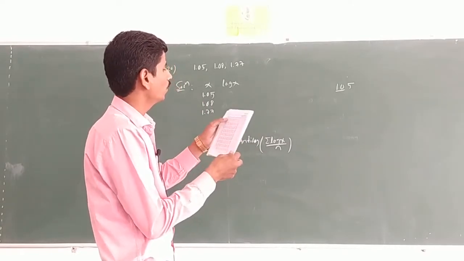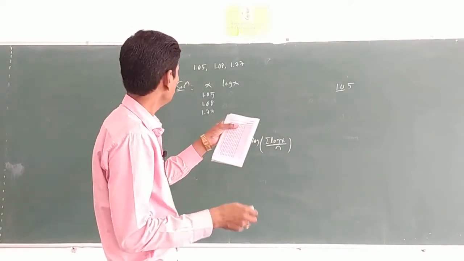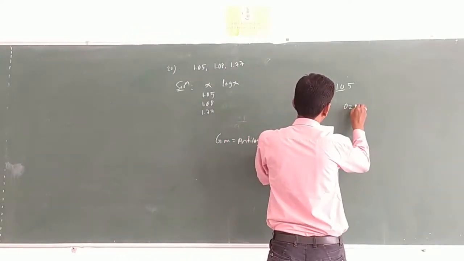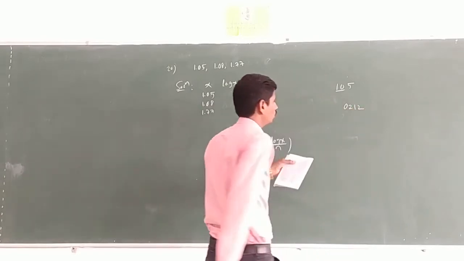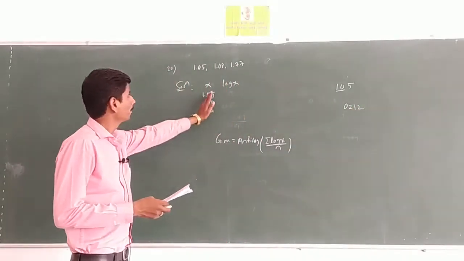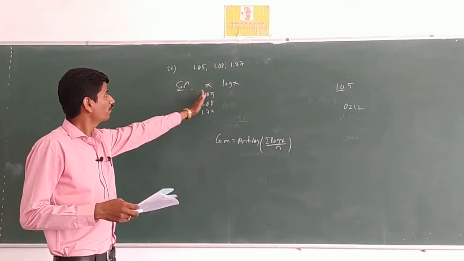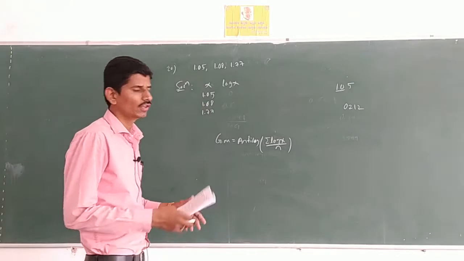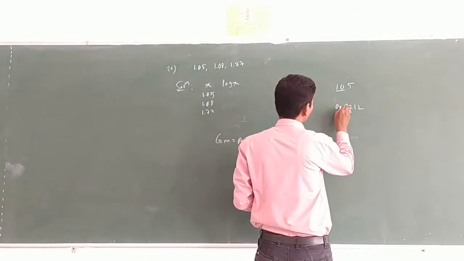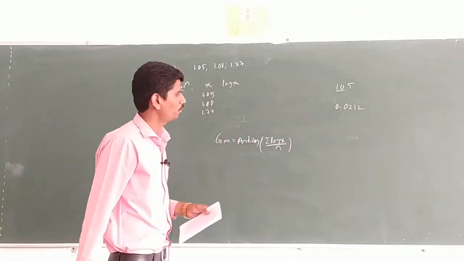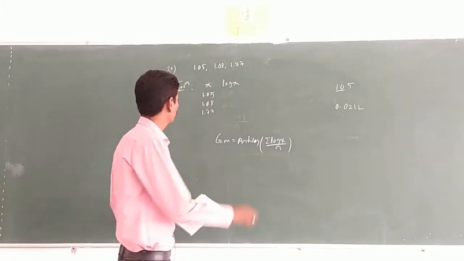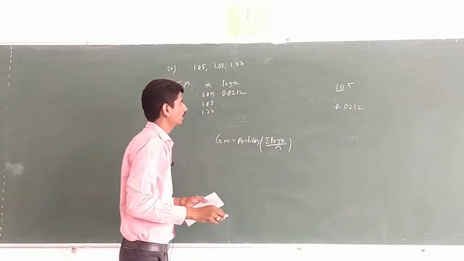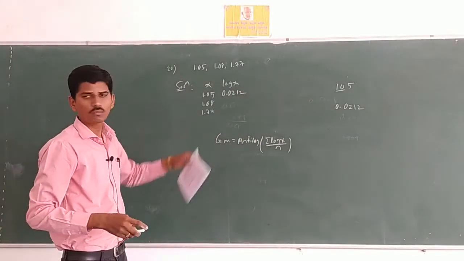The next digit, 5, gives 0212. Before the decimal point the number of digits is only 1, and 1 minus 1 is 0. Then we will get 0.0212. The next one, find the log of 1.08.